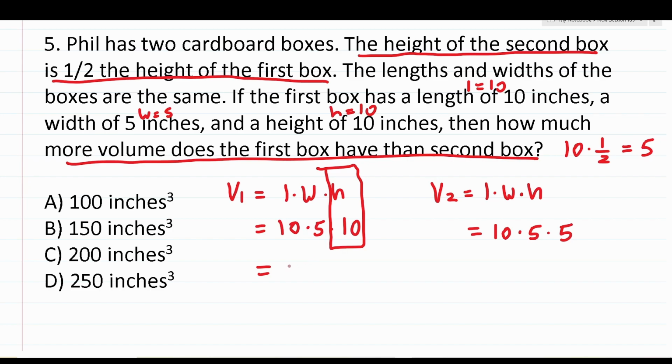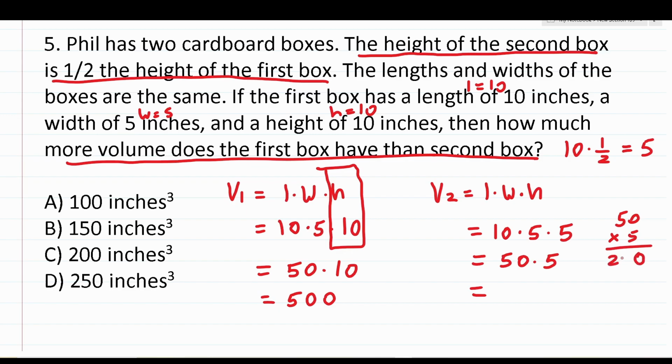10 times 5 is 50, of course, so this is 50 times 10. 50 times 10 is 500. All right, let's do the same thing over here. 10 times 5 is 50, and 50 times 5. If you can't do that in your head, you can always do it off to the side. We have 50 times 5. 0 times 5 is 0. 5 times 5 is 25. So 50 times 5 is 250. So the volume of our first box is 500 cubic inches. And the volume of our second box is 250 cubic inches.